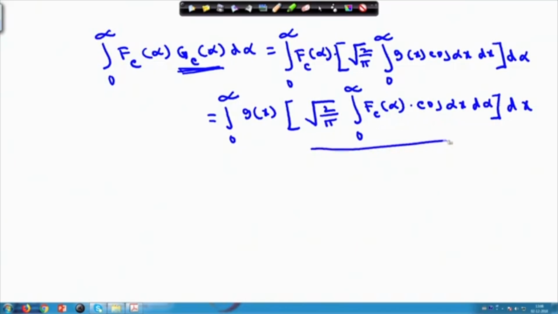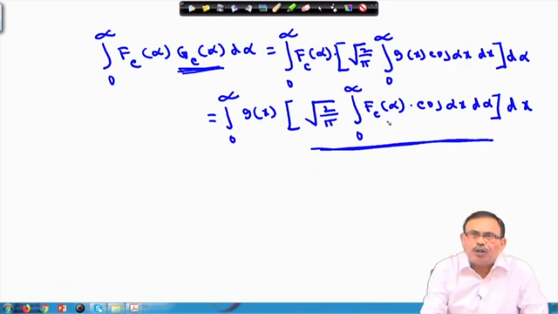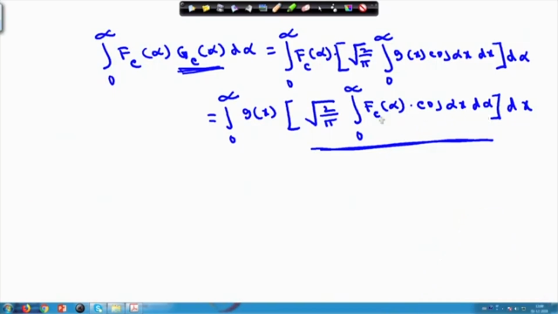Now, please see this integral. This is the inverse Fourier transform of the function f(x). That is, if I know the Fourier cosine transform of f(x), then f(x) equals root over 2 by pi 0 to infinity Fourier cosine transform of f(x) into cos of alpha x d alpha. So this particular term can be replaced by f(x) only. So, this equals 0 to infinity g(x) into f(x) dx.